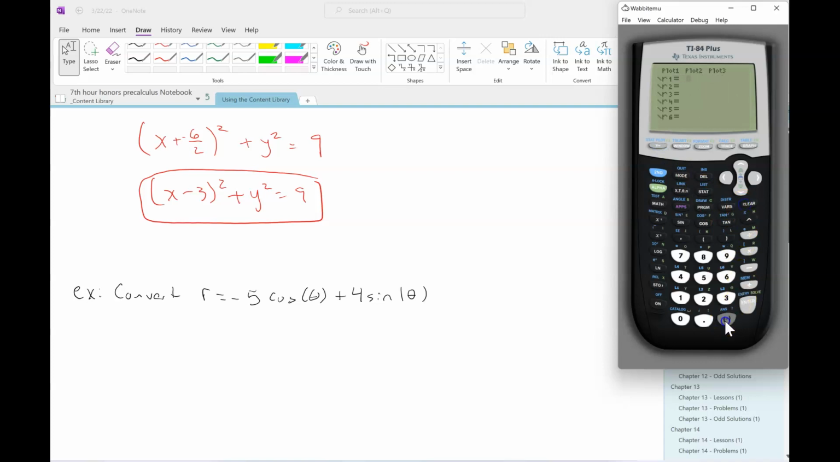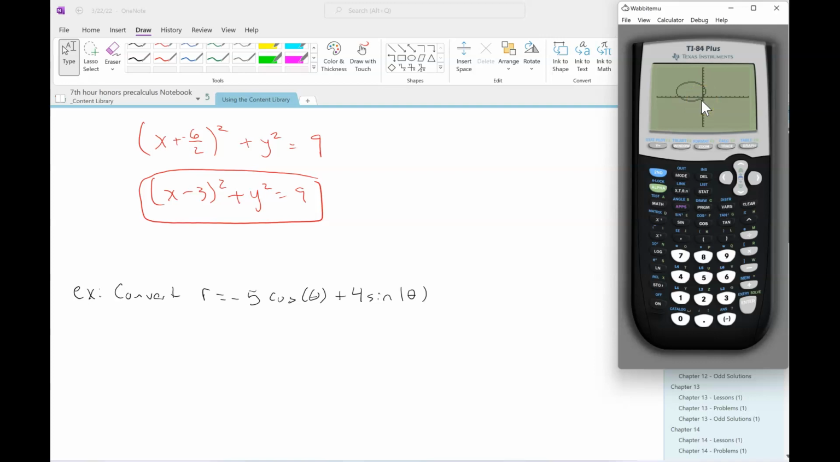Let's just start by taking a look at the picture. So negative 5 cosine theta plus 4 sine theta. Okay. Oh boy, it's a little bit harder to figure out where that center is. Maybe 2.5 and 2 or something. But then the radius, it's not even really lining up with anything for sure. This is a lot less clear.